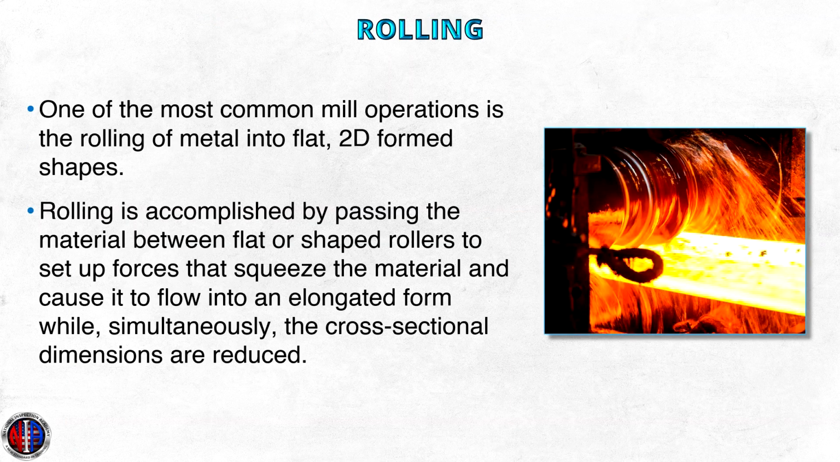Rolling. One of the most common mill operations is the rolling of metal into flat, 2D formed shapes. Rolling is accomplished by passing the material between flat or shaped rollers to set up forces that squeeze the material and cause it to flow into an elongated form, while simultaneously the cross-sectional dimensions are reduced.